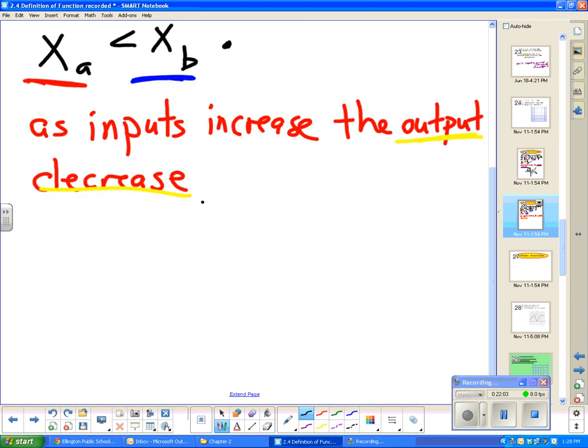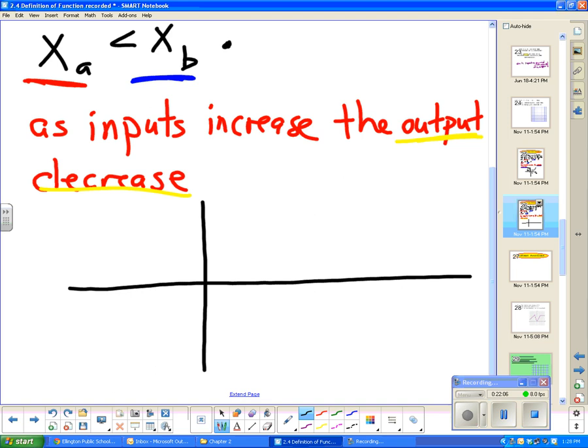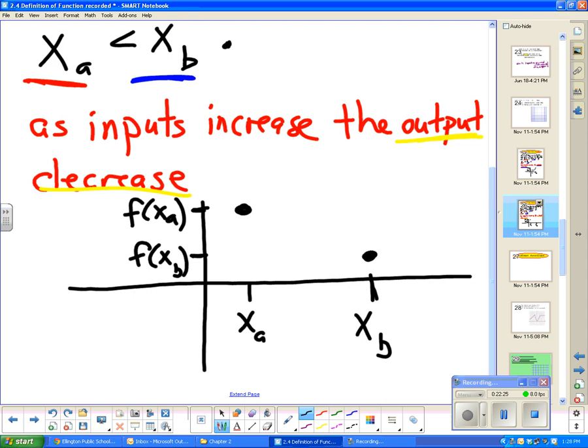If I draw my coordinate plane and I choose an x sub a that is smaller than an x sub b, now I've got to be a little more careful because my x sub b has the smaller of the outputs. So that's going to be f of x sub b in the lower position and my f of x sub a in the upper position. And that will create a point here and a point here. And I need to connect them. And I may very well connect them with a straight line, and it's decreasing. As my inputs increase, as I go from x sub a to x sub b, my inputs get bigger, but my outputs decrease.